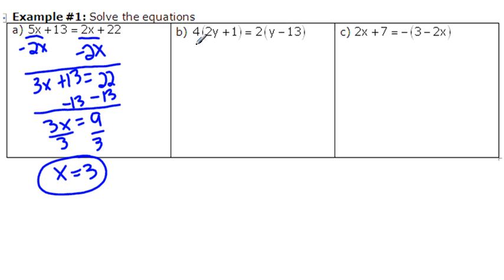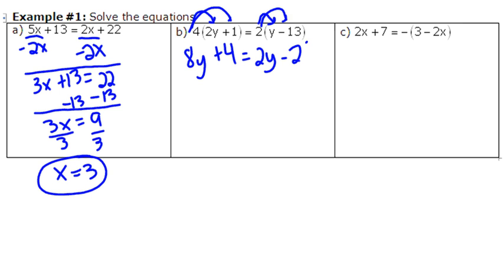So if I look at example B, this one I do have to use a distributive property because there's parentheses. So I'm going to distribute the 4. So I have 8y, because 4 times 2 is 8, plus 4. On the other side, I have to distribute the 2. So I have 2 times y, so that's 2y. And 2 times negative 13 is negative 26, so I have minus 26. Now the next step would be to combine like terms, but I don't have any like terms on the left side or the right side of the equation.